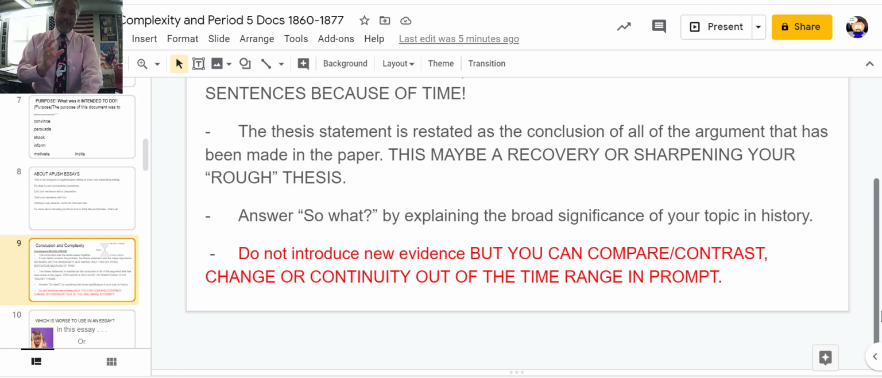The conclusion answers "so what" by explaining broad significance. Don't introduce new evidence like in your body. And in addition, you can compare and contrast, using some change and continuity outside the time range in the prompt. So you can even go into periods 8 and 9, into the 1950s, if you're comparing the 1920s to the Gilded Age and all the way up to the 50s, and the political policies that were very similar, and the economic policies in those time periods. So it's okay. Remember that.